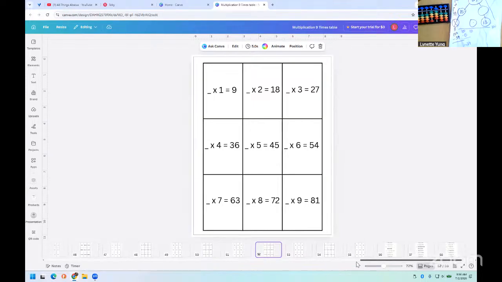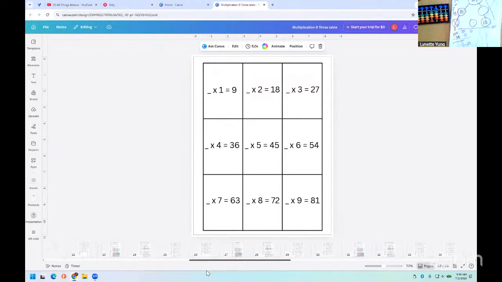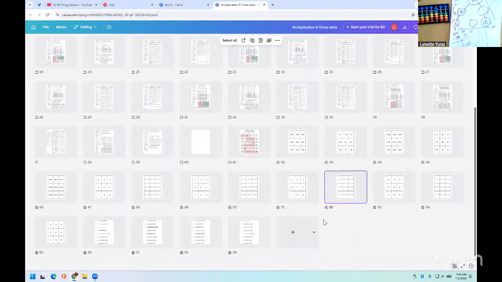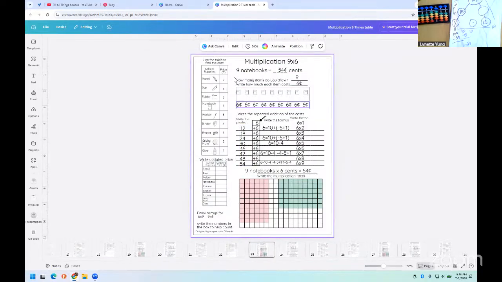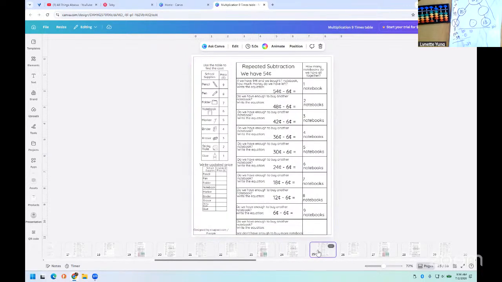Yeah. So that's what I got. Oh, wow. Just off of that one problem. Yeah. Okay. And so again, it's understanding the flip when we flip it. So this is 9 times 6 and then 6 times 9. And then we do repeated addition and repeated subtraction.